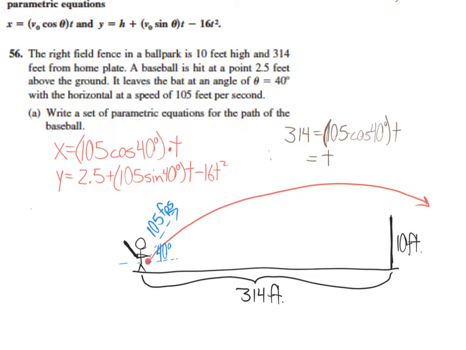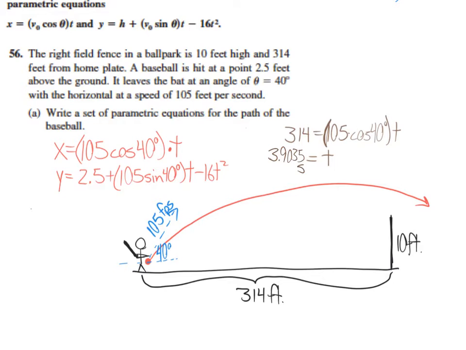Would it be in seconds? Oh yeah, seconds, feet per second. 3 point, what is it? 3.9035, was it? Yeah. Okay. So that is in seconds because our velocity is in feet per second.